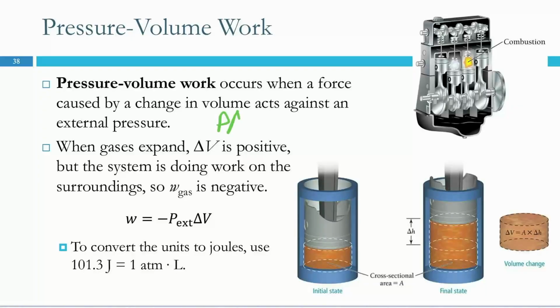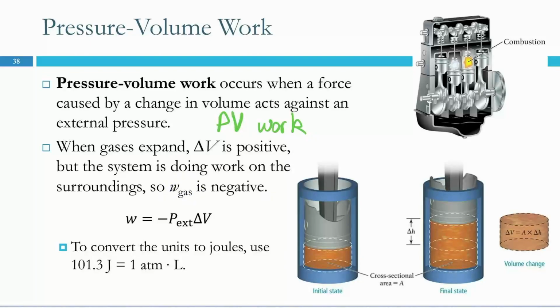PV work is important. When gases expand, there's a change in volume. Expanding means that their volume is increasing. When their volume is increasing, they have to push out whatever's there. So in that act of expanding, they're pushing on the outside atmosphere, and that is some work. So our ΔV is positive, but the system is doing work on the surroundings. It's expanding, so it's exerting work, and so that would be a negative value for work.